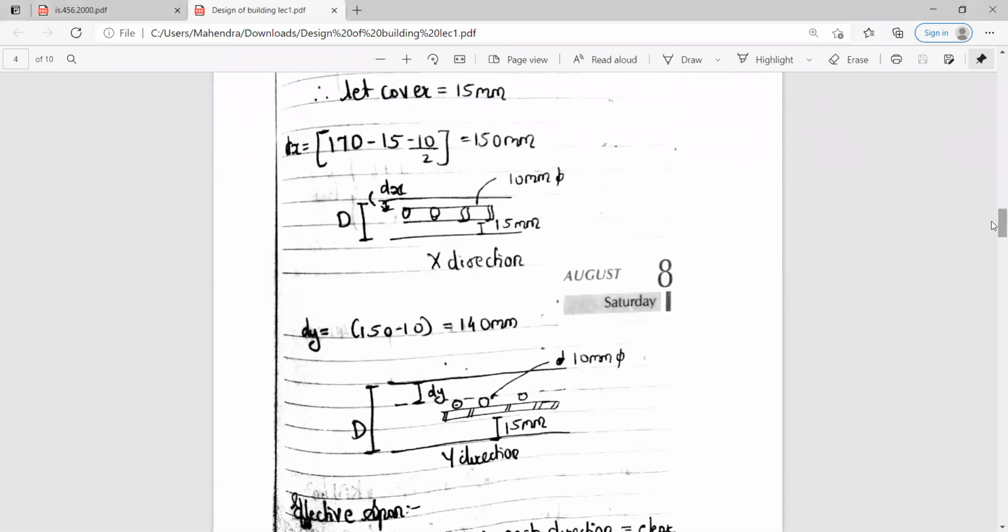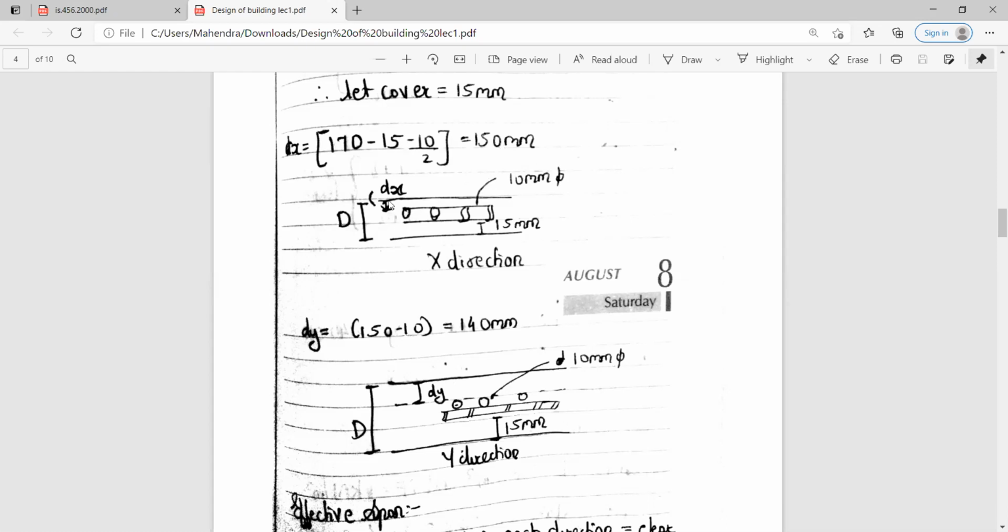You have provided a cover of 15 mm. Now dx. Now what is dx? Dx is nothing but this distance, as you can see over here. This is your total depth, and this 15 you have provided is the cover. And you have taken 10 millimeter diameter bars. So dx will be 170, that is the total depth, minus 15, that is cover, minus 10 by 2, that is diameter by 2. So you are going to get dx as 150.